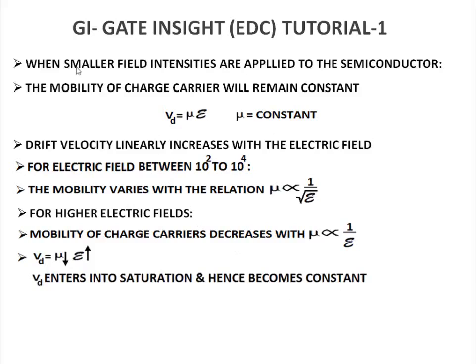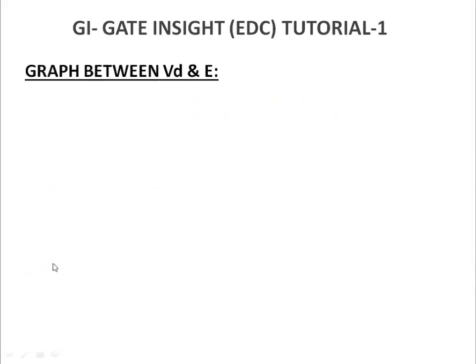So one thing you need to remember here, we can recall that for the smaller electric fields, the mobility mu is constant. So we have a linear relationship between drift velocity and electric field, and in between there is a non-linear change, so there will be a sublinear change in the Vd. For higher electric field, there is a constant value for Vd. Vd enters into saturation after that. So we can see this through the graph.